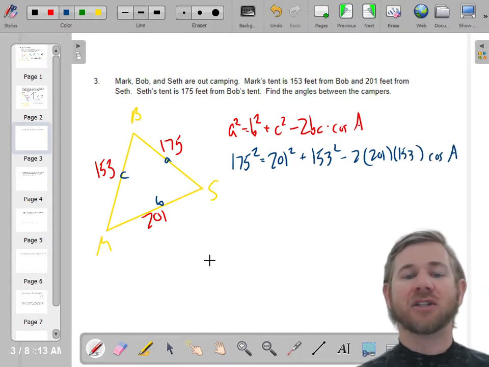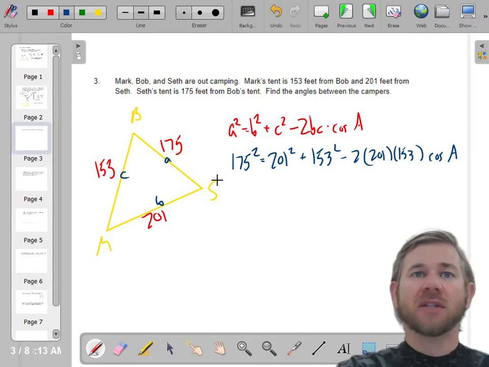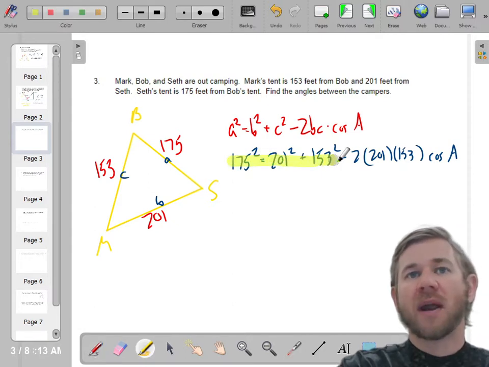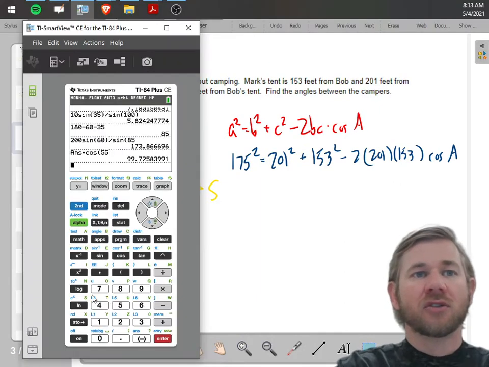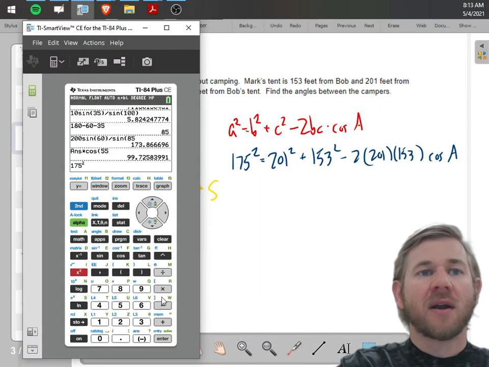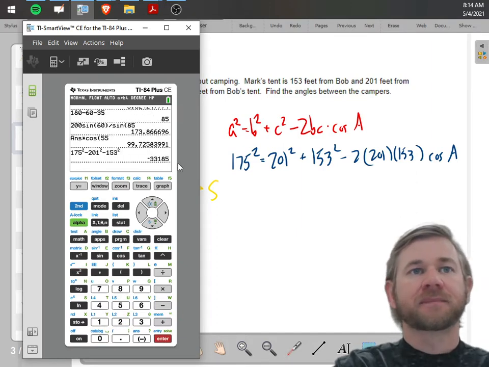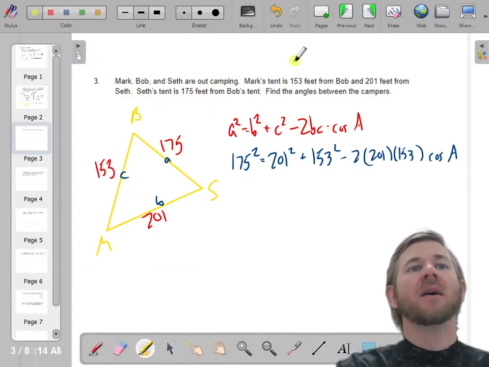Remember, this is a two-step process. The first thing I'm going to do is get all of the squares on one side. So right now these are positive. I need to subtract them. So I'm going to do 175 squared minus 201 squared minus 153 squared. These are big numbers. Negative 33,185.